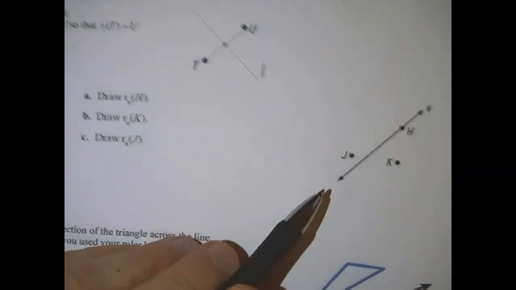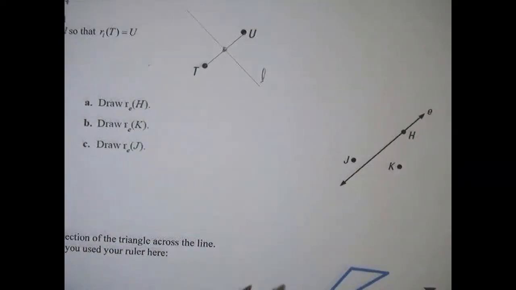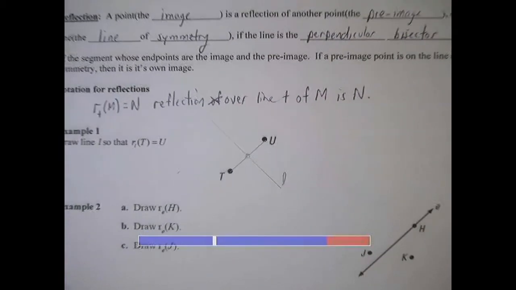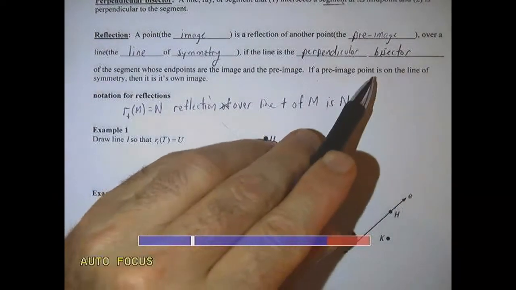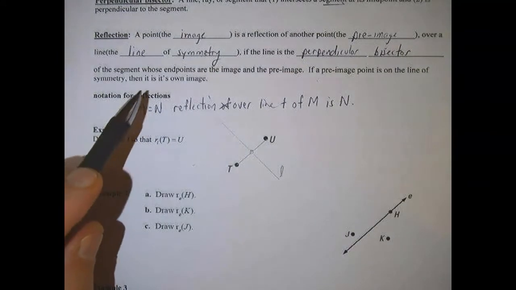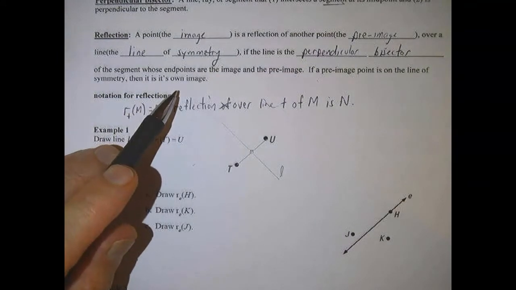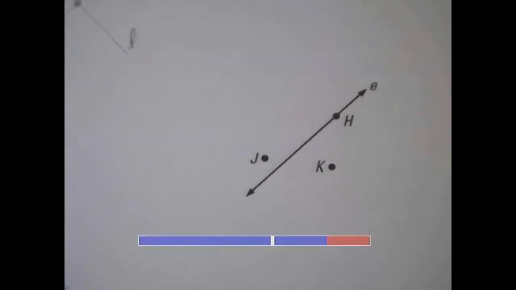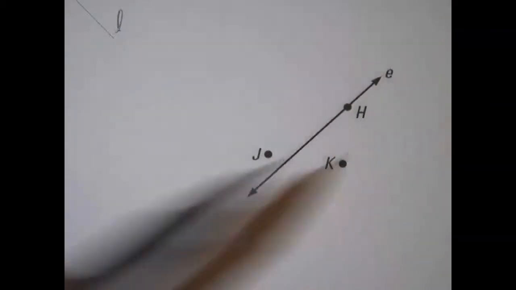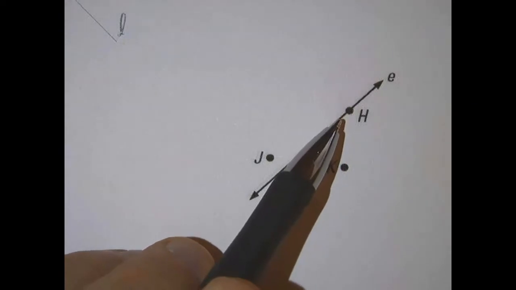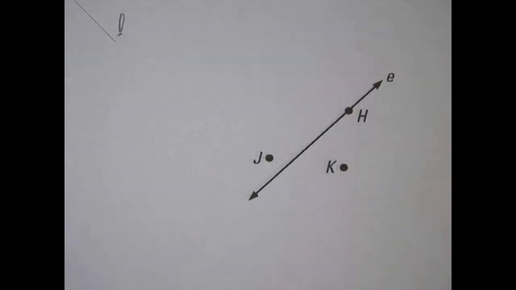Now let's look at a figure that already has some reflections. And there's one other part of the definition, and it's down here. I have it, I just kind of skipped over it. So if a preimage point is on the line, if it's already on the line of symmetry, then it's its own image. In other words, it has no place to go. So it's its own image. So when we look at this figure, and I ask you, what is the reflection of H over line E? It's already H. It's already there. Okay? So that's what we have.